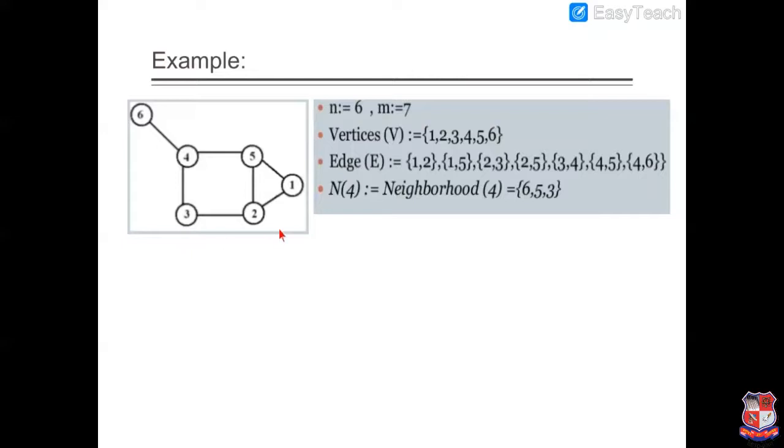For example, here in a given graph there are 1, 2, 3, 4, 5 and 6 vertices and 7 edges, and the edges are 1-2, 1-5, 2-5, 2-3, 5-4, 3-4 and 6-4. And the neighborhood vertices of vertex 4 are 3, 5 and 6.